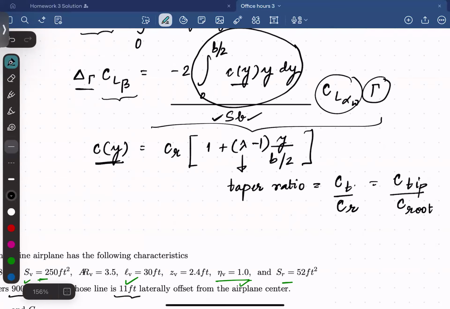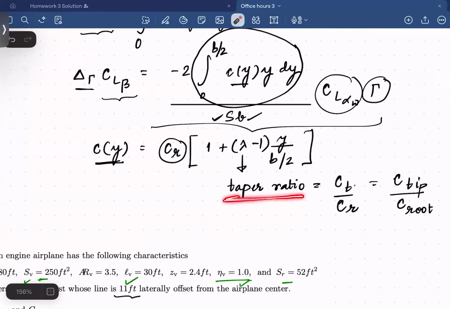the chord as a function of y is given as the chord at the root times 1 plus (lambda minus 1) times y over b/2, where lambda is the taper ratio, c tip over c root. Once you plug this function into the integral and do the integration, you have the contribution of the dihedral to C_l beta.